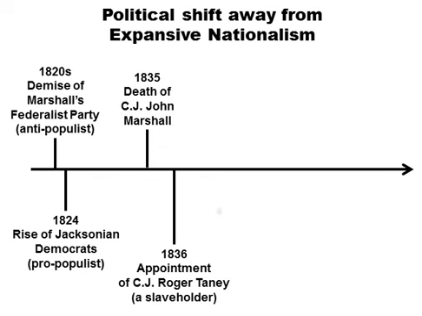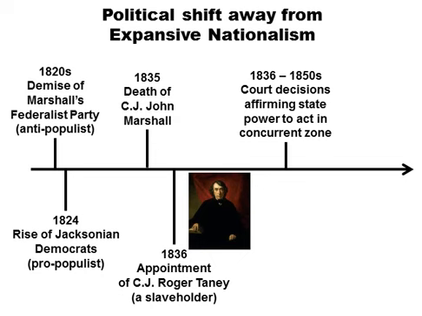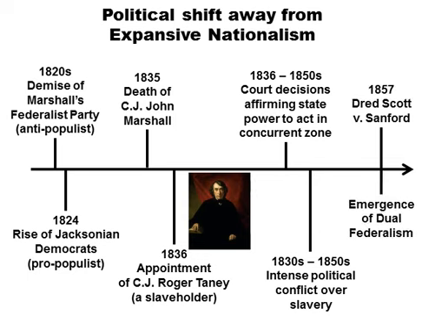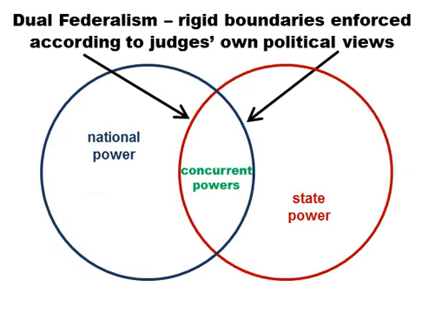When Marshall died, Jackson appointed a new Chief Justice, Roger Taney, a Maryland slaveholder, who opposed efforts to stop the spread of slavery. For 20 more years, expansive nationalism went unchallenged, but with growing conflict over slavery, Chief Justice Taney tried to use judicial power to end the slavery debate. In Dred Scott v. Sanford, the court turned away from expansive nationalism toward what became known as dual federalism, the notion that judges could enforce their own ideas of rigid power boundaries in the federal system.